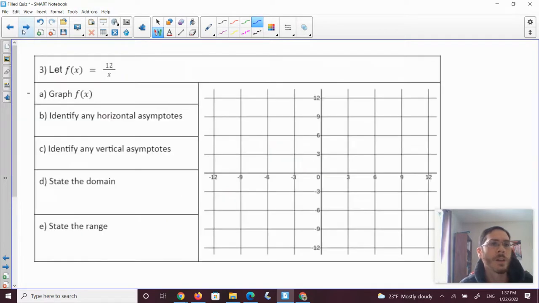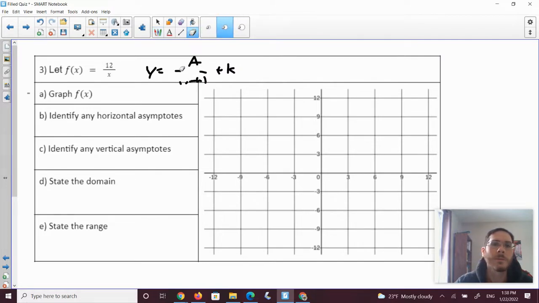All right. So for number 3, now it tells us that f of x is 12 over x. First thing we have to do is graph f of x. All right. So we can tell that this is in the form of, let me get a pen, y equals a over x minus h plus k. I should use all my colors again. Let me rewrite that.